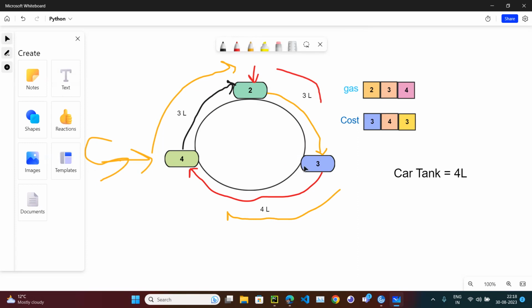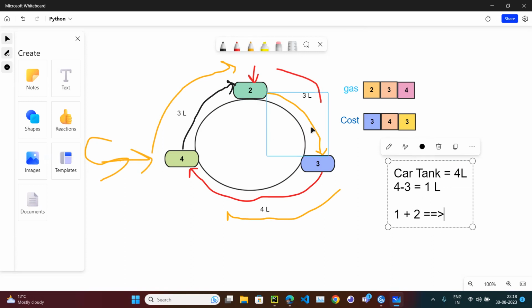So 4 liters, but by reaching the next station, we already spent 3 liters. So only 1 liter remaining. Okay, we reach 2. We can fill our tank. So 1 liter is already in the car, and we are going to fill 2 more liters. So now 3 liters. Okay. So now we can move. Yes, we can reach 3.